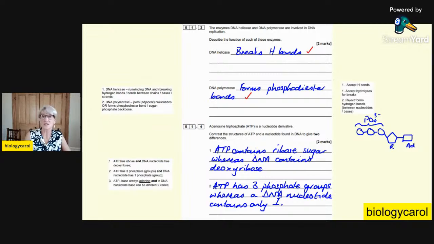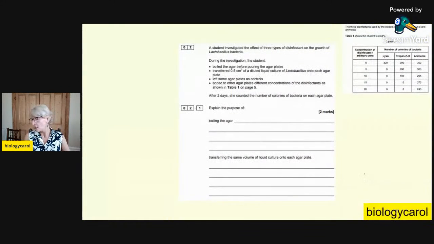The other obvious thing that you could have said is the difference in the bases. In ATP, the base will always be adenine, whereas in DNA, it could be adenine, thymine, cytosine, or guanine. You're talking about DNA, not RNA, so it wouldn't be uracil, because uracil is only in RNA. Hence this comment here by the examiners. So I picked up those 2 marks.